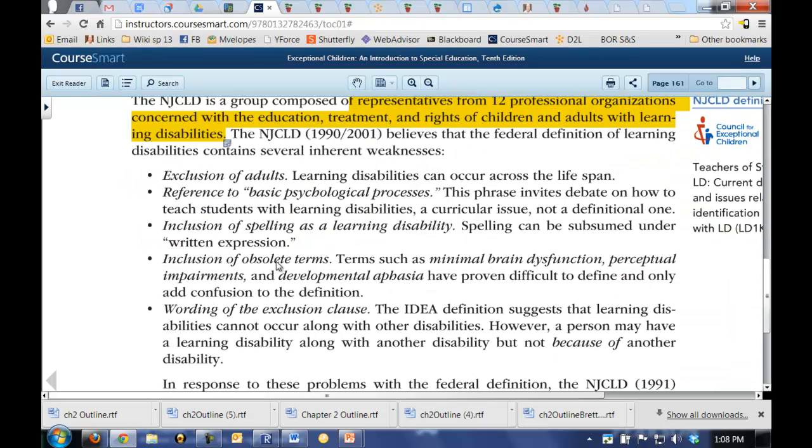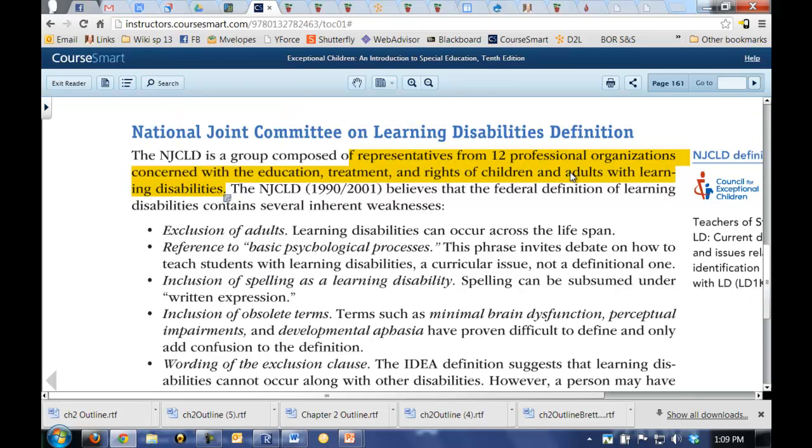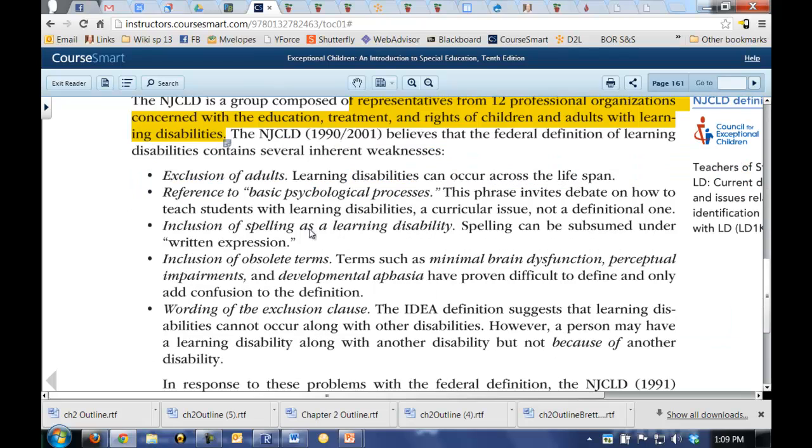And their focus wasn't always just children, emergent children. It had more to do with adults, children and adults. Exclusion of adults: learning disabilities can occur across the lifespan. In other words, once there is one, it's there. And sometimes you see, I recently had somebody in my class that wasn't diagnosed as having a learning disability until they were an adult. Then reference to basic process, psychological process.